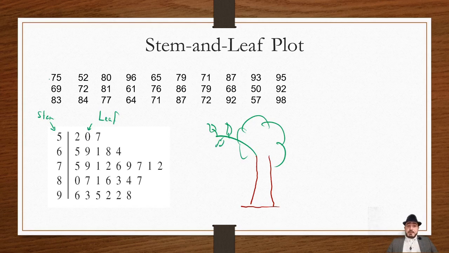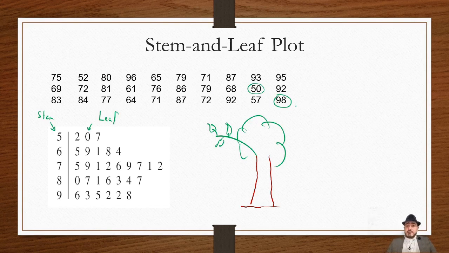This example includes the scores of 30 students in a statistics exam. The first student scored 75, the second student 52, the third student 80, and so on. This is ungrouped quantitative data. Now, if we examine this data set, we're going to notice that the lowest score is 50 and the highest score is 98. So all the observations in this data set are made up of two digits.